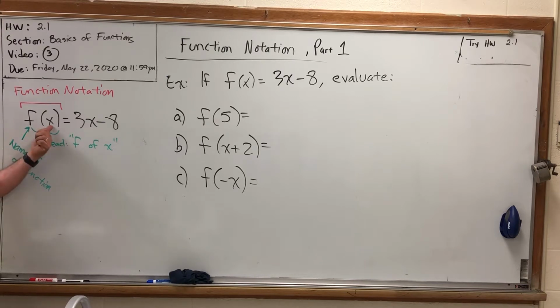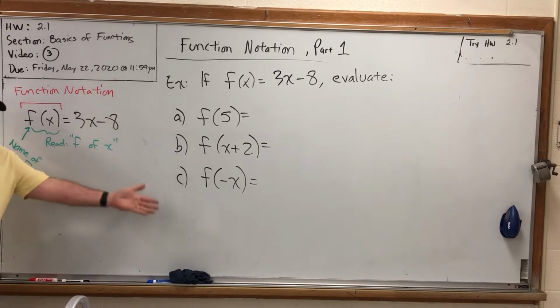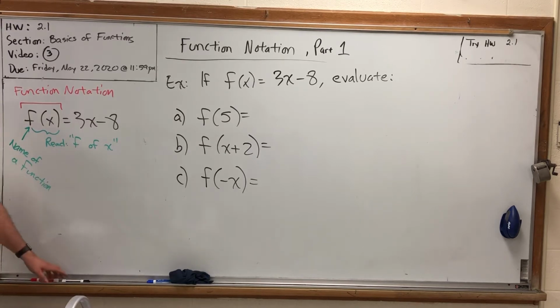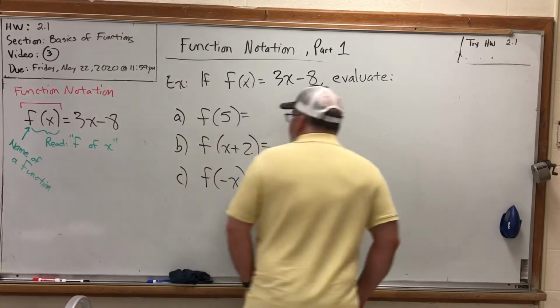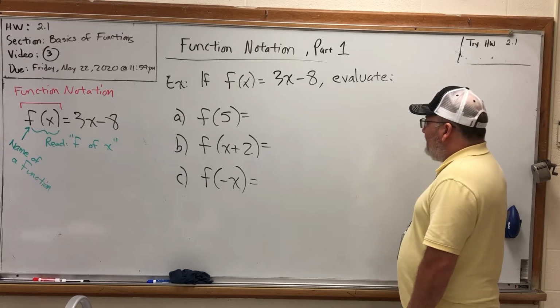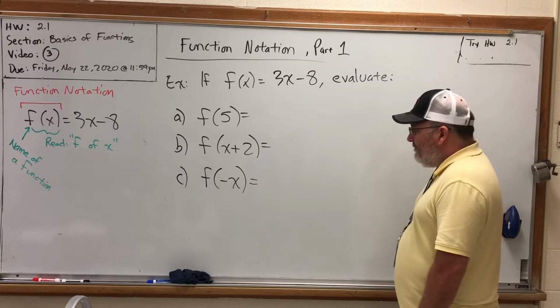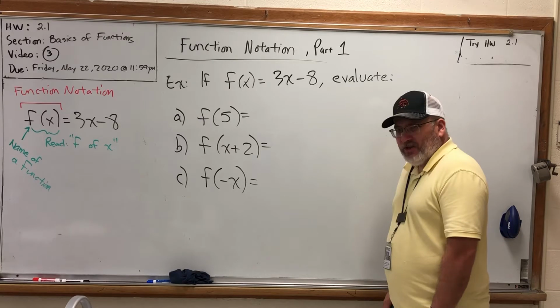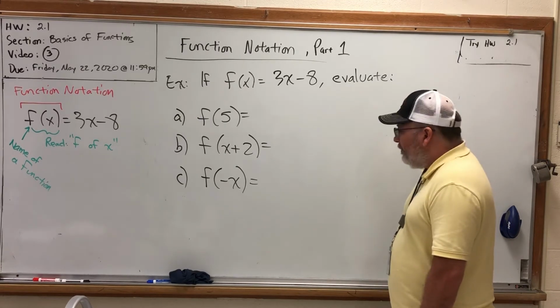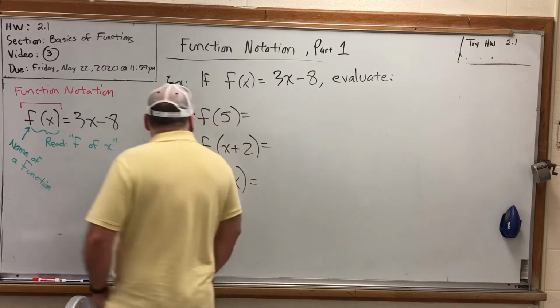The value that you put in is called the input, and the value that you get out is called the output. Imagine that. So let's do one of these, and we'll talk a little bit more about function notation and how it relates to x's and y's. So let's take a look at this example. If f of x equals 3x minus 8, evaluate f of 5, f of x plus 2, and f of negative x. Well, the first one's pretty straightforward.